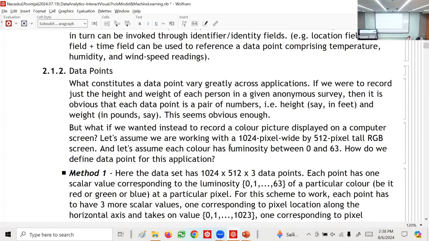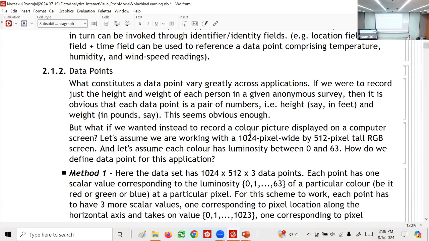You have a computer screen, right? Let's say we have a 1,024 pixel wide and 512 pixel tall RGB screen, luminosity of each color between 0 and 63. I'm just making it seem like a digital thing because everything is a power of 2. How do you define a data point? Now, this is already in a digital machine, right? But to make it data, you have to digitize it in data format. How do you record this?